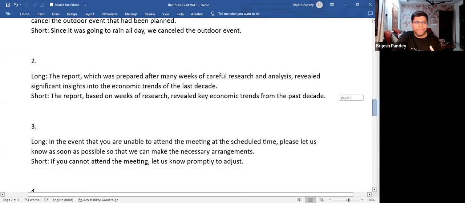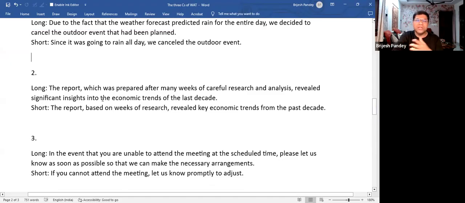Look at the second example. The report, which was prepared after many weeks of careful research and analysis, revealed significant insights into the economic trends of the last decade. Right? So the first part, if you look at this one, is unnecessarily very, very long.